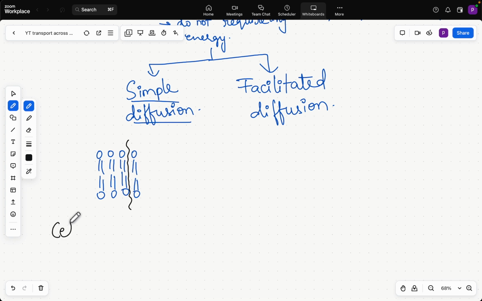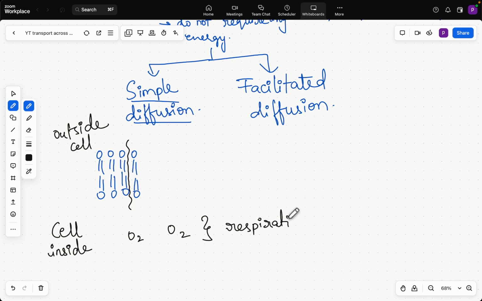Let us say this is the cell, inside of a cell, and this is outside of a cell. Now whenever you see inside of a cell, the oxygen is really less. Why is the oxygen less when compared to outside of the cell? Because oxygen is being consumed in our cell continuously. What is the process in which this oxygen is being consumed? The process is known as respiration.